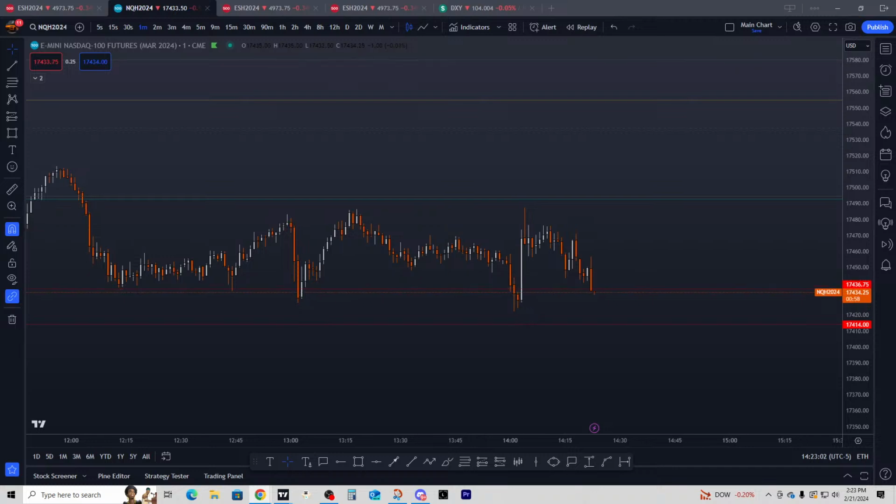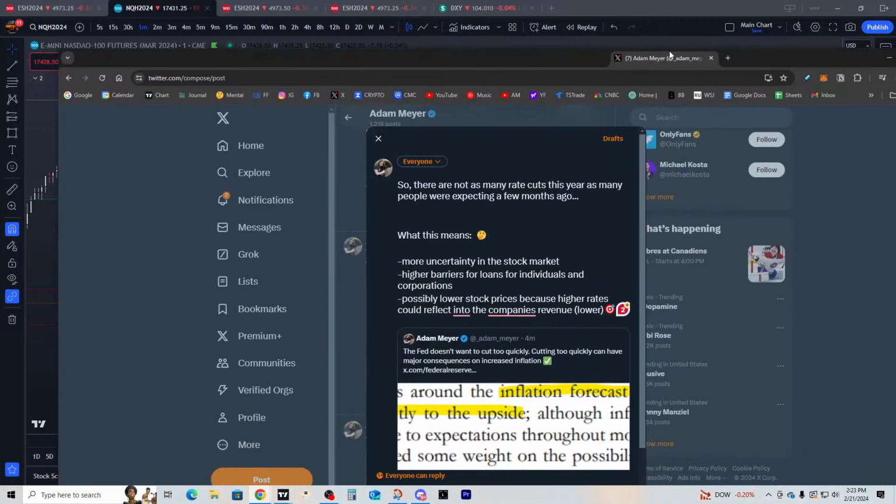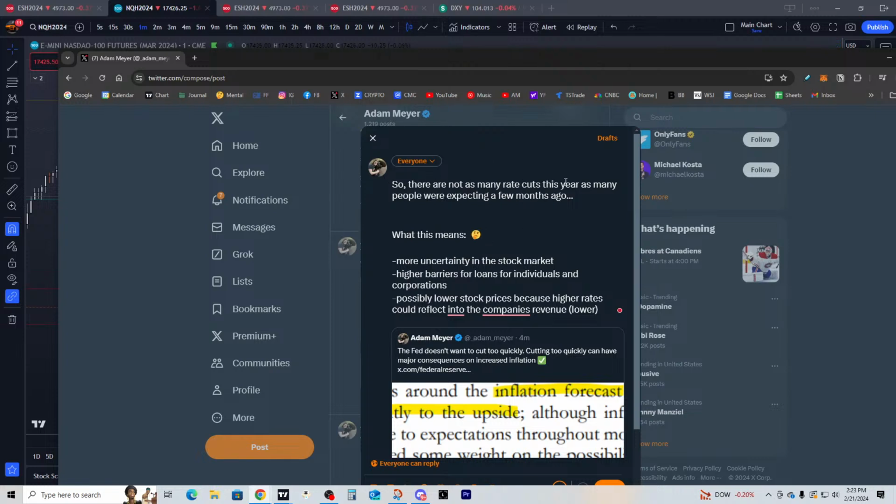Not really much movement. Not really much going on. So basically, I'm making a tweet right here. There's not as many rate cuts this year. I want to reword that differently. So there might not be as many rate cuts this year as many people were expecting a few months ago.